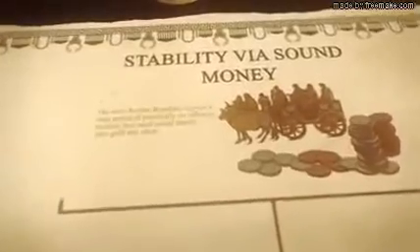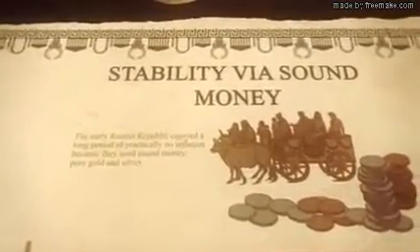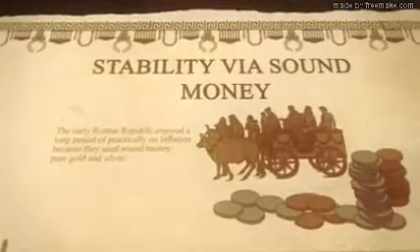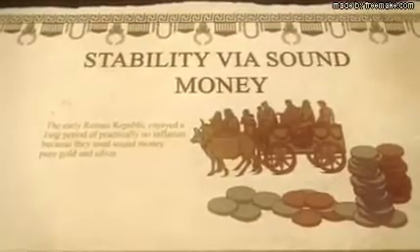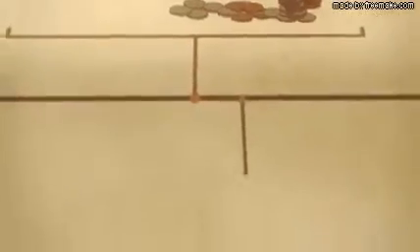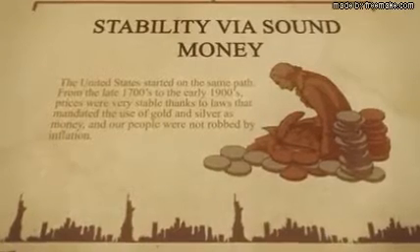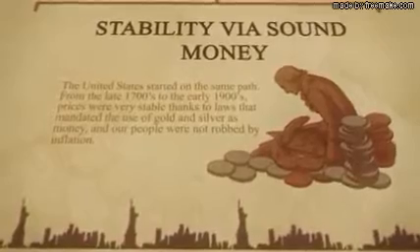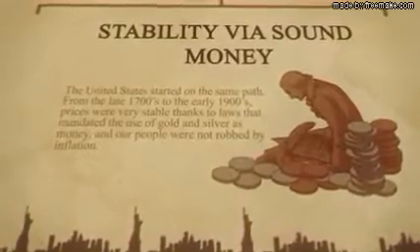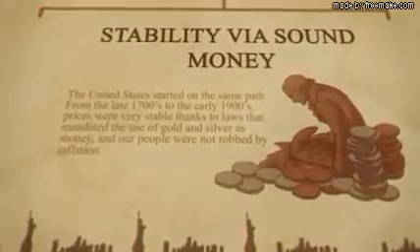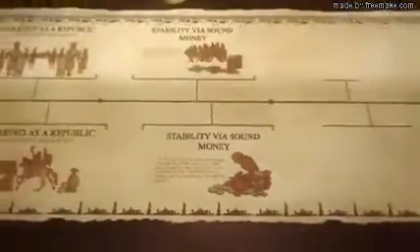So now let's start filling in our timeline of events to keep track of the major similarities between Rome and the USA. We just learned that the early Roman Republic enjoyed a long period of practically no inflation because they used sound money, pure gold and silver. Interestingly, the United States started on the same path. From the late 1700s to the early 1900s, prices were very stable thanks to laws that mandated the use of gold and silver as money, and our people were not robbed by inflation. But in both instances, it was the ongoing debasement of the money for war spending and public works that led to economic chaos.